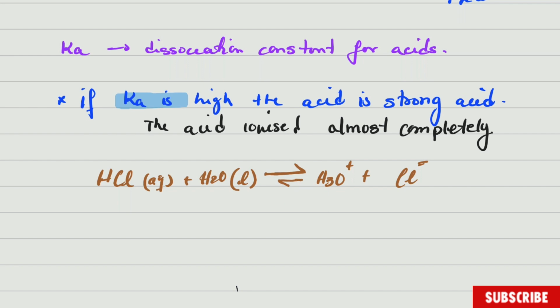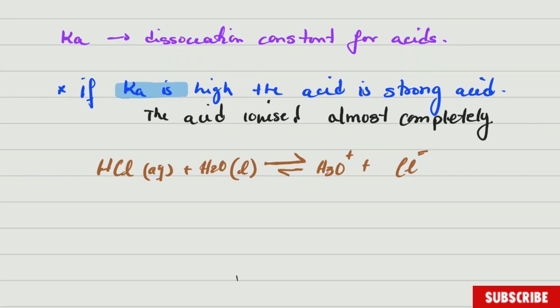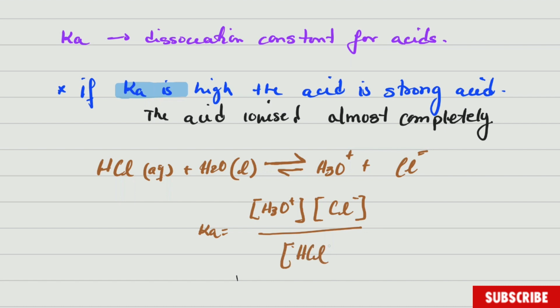So if you calculate the Ka for this acid, Ka is equal to the concentration of the products, the concentration of H3O plus multiplied by the concentration of Cl minus, divided by the concentration of HCl. Water is not included because it's a liquid. So this is how to calculate the Ka. Because it's a strong acid, the equilibrium is shifted to the right, so it's ionized almost completely.